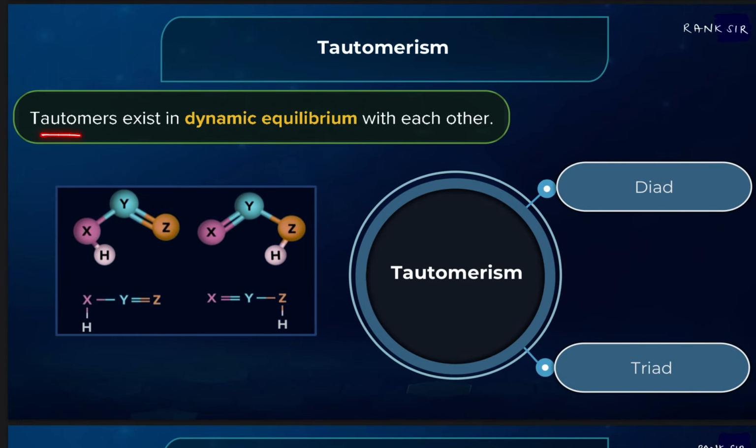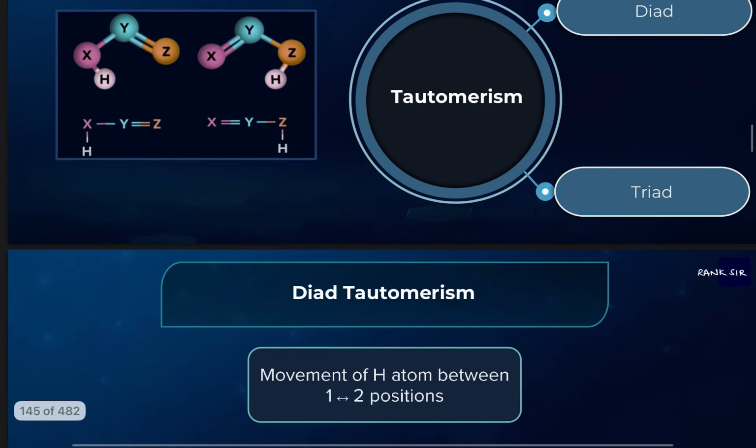Tautomers exist in dynamic equilibrium with each other. Consider a double bond present between Y and Z. Next, the double bond is present between X and Y. Now, hydrogen is bonded to X here, and here hydrogen is bonded to Z. So tautomerism is of two types: one is a dyad system, another is a triad system. Hydrogen movement between two atoms is called dyad. Hydrogen movement between three atoms is called triad.